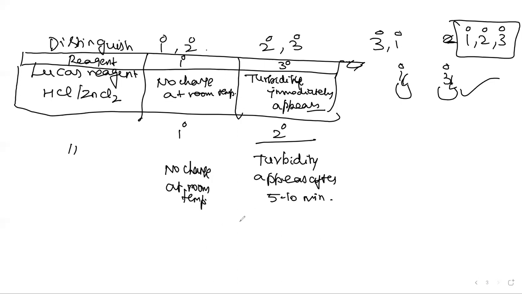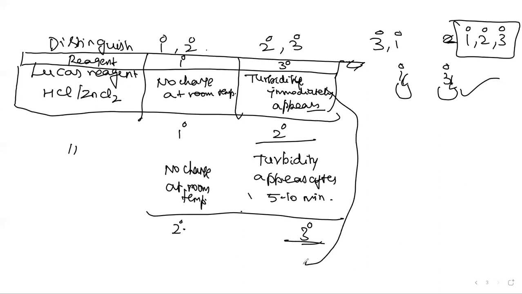But when you have secondary and tertiary, you have to write these 2 observations. So which will immediately respond at room temperature? Tertiary. So you write this: turbidity appears immediately, and here, with secondary, turbidity appears after 5 to 10 minutes. That's how we can distinguish. Okay.